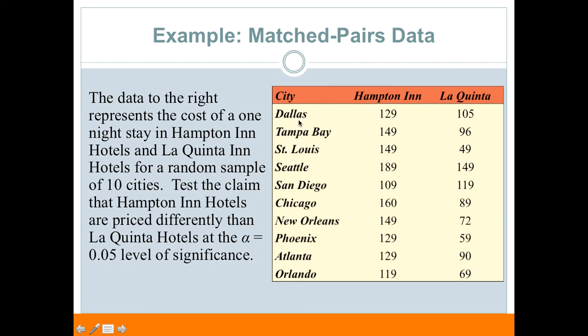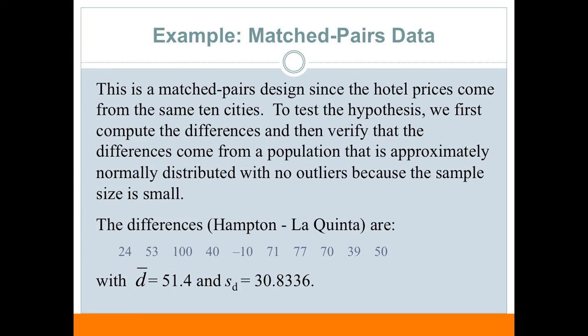So we have all of our cities here, we have Hamptons and La Quintas. This is paired because when we choose a city and we choose the Hampton, the La Quinta that is nearest also goes with that value. So to test the hypotheses, we first compute the differences, and then we verify that the differences come from a population that's approximately normally distributed without any outliers. And this is if we're doing it by hand.